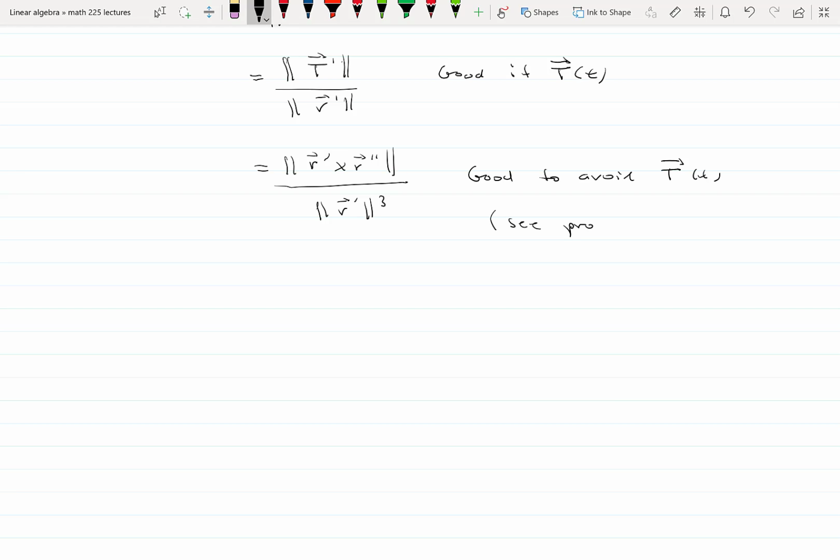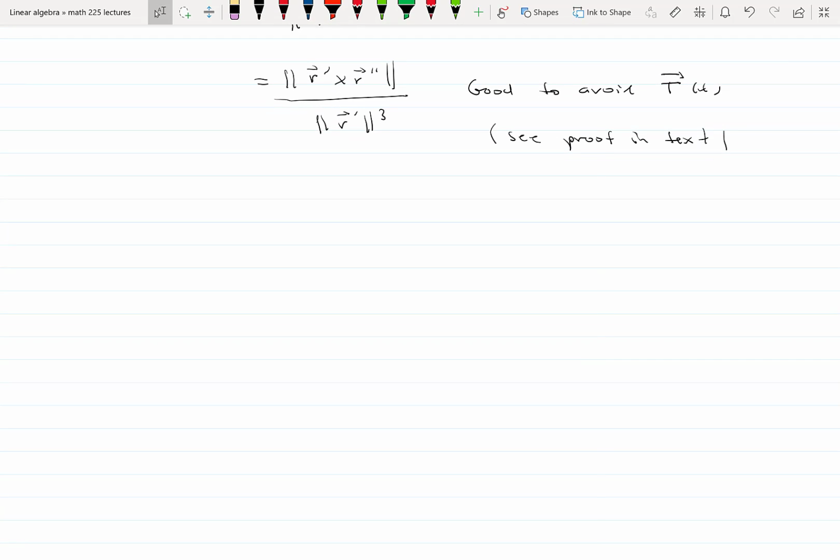See proof, by the way, in the text. I want you to look at that proof. I wrote in my notes that it's on page 880. Oh no, that's the 7th edition. We're looking at the 8th edition, and I don't have my book right in front of me. It's in a section.